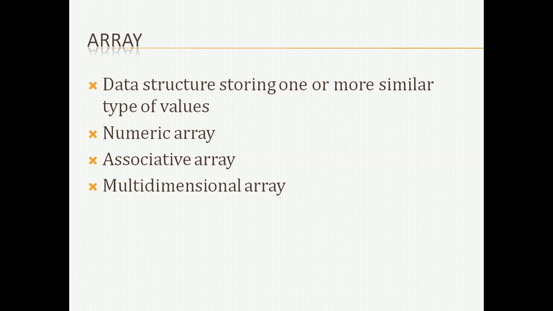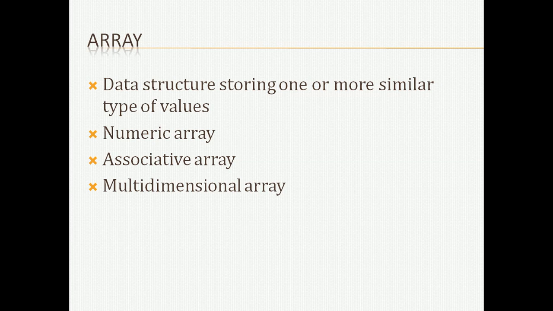Now, one way to store them is you assign 10 different variables, and then for each variable you assign one string value to it. That's one way of storing the values. Another way is I would store all those 10 values in an array. So this is how the array helps in storing one or more similar type of values.